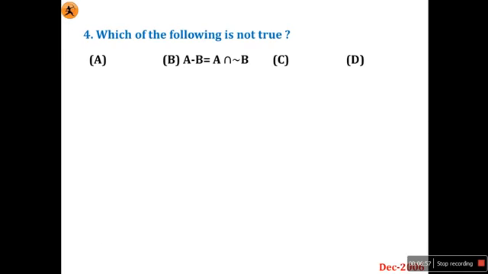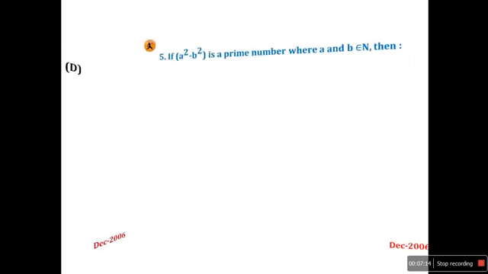Next we will go for "which of the following is not true." Again, it's a printing mistake. They have not given options A, C, D, so without knowing them it's difficult to answer. So definitely it is undefined. I will not discuss anything about this. Next we will move to question number 5.